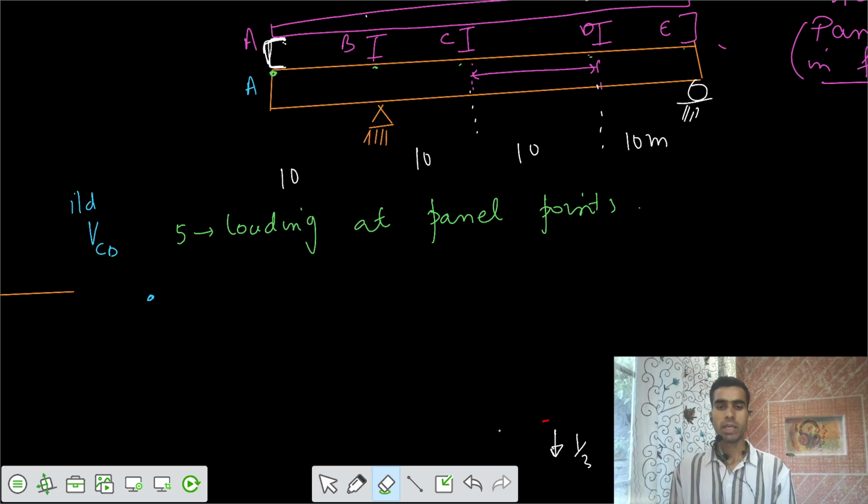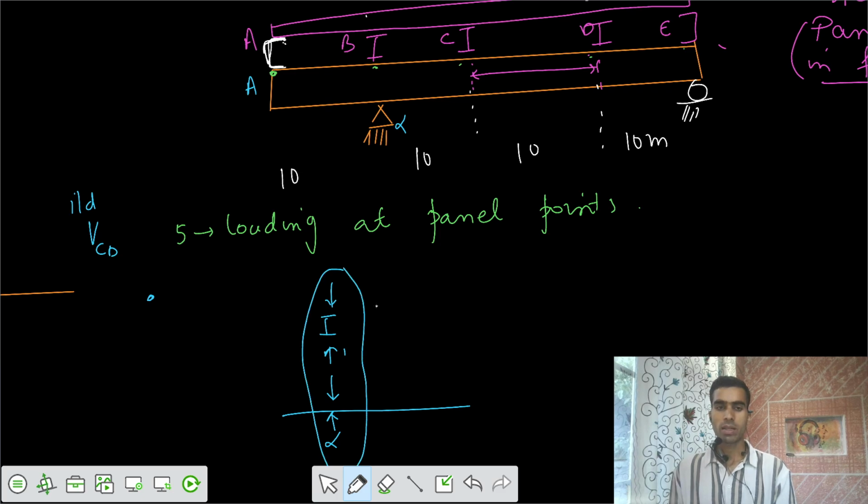Let's take that point B. If the load is at point B, there is some I section, and it would give reaction in this way, and similarly that would get transferred to the beam where we have some support. Let's say this is support alpha. So the load transfer mechanism, the load path, is in this way.